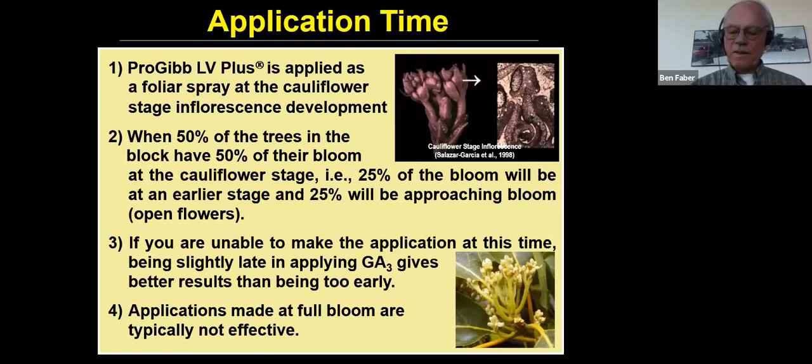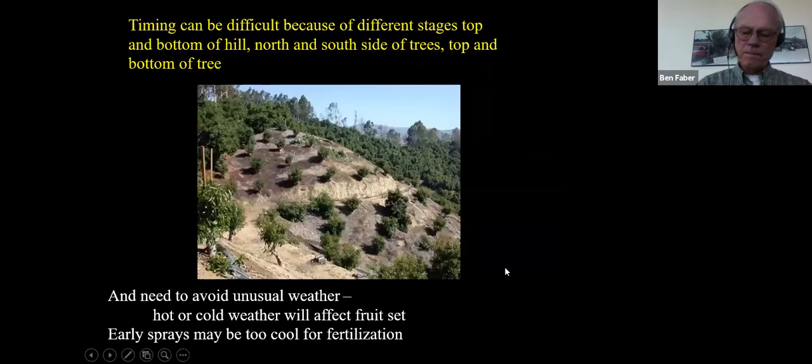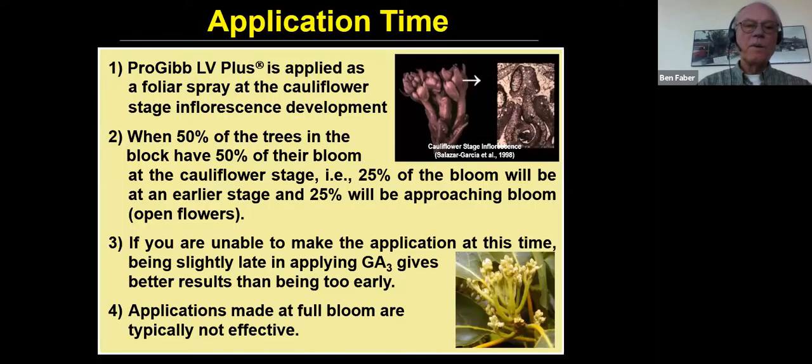Okay, here is where things get kind of tricky. ProGib is applied as a foliar, actually a floral spray, but we're applying it to the canopy of a tree. It's a floral spray being applied to this cauliflower stage. Okay, the cauliflower stage down here. It's just prior to flower opening. Okay, and avocados are not really synchronous in their flowering, coming all together.